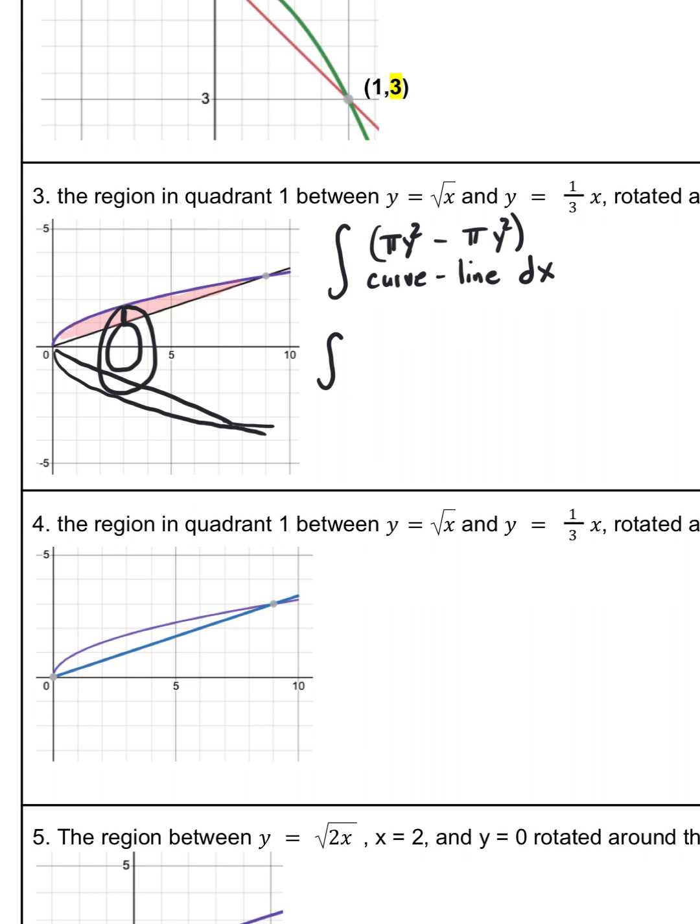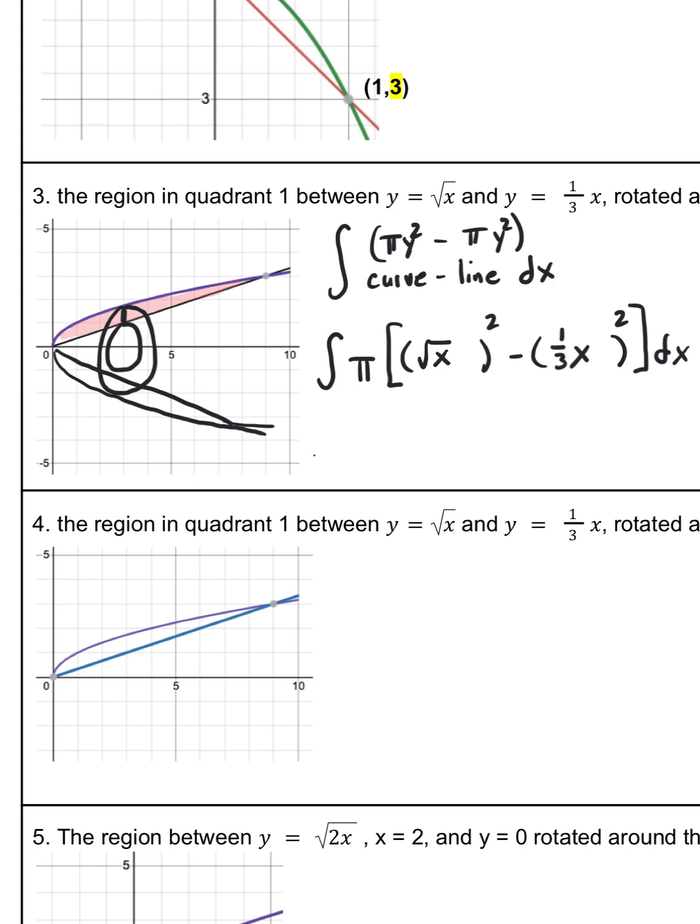All right, I like to factor out the pi. We need 3 sets of parentheses, so we need y squared minus y squared, and then our dx. So again, you need 3 sets of parentheses to make sure that this gets distributed. All right, let's put in our curve. Our curve is the square root of x, and our line is 1/3 x.